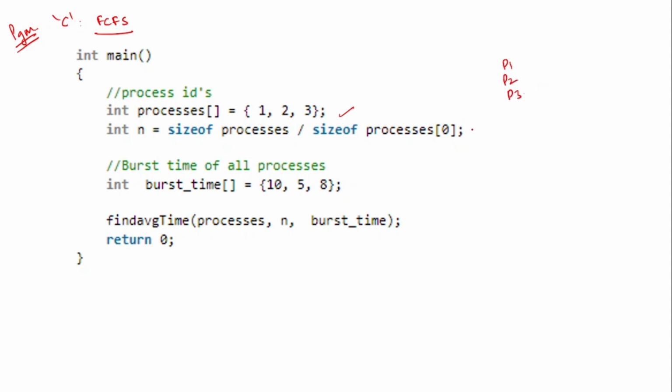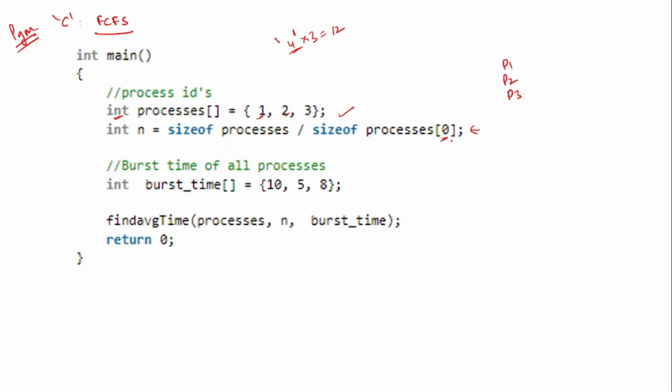Now the next step says int n equals sizeof processes divided by sizeof processes[0]. So n says what is the size of all processes divided by the size of an individual process. Just see that processes here is an array of integers. Let's say an integer holds 4 bytes inside the memory, and here there are 3 numbers. So this would be 4 into 3, that is 12.